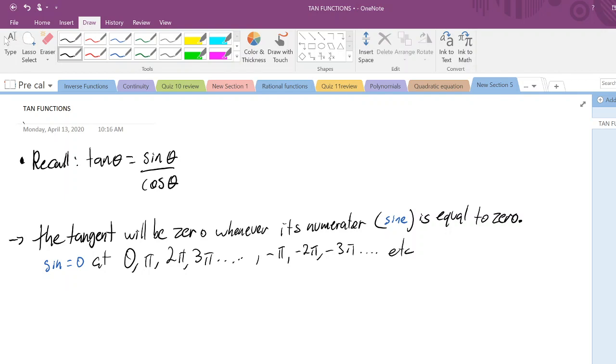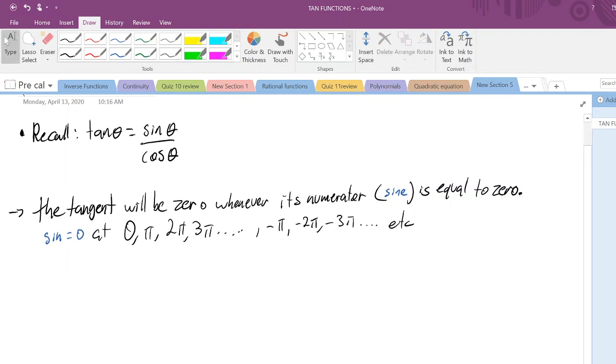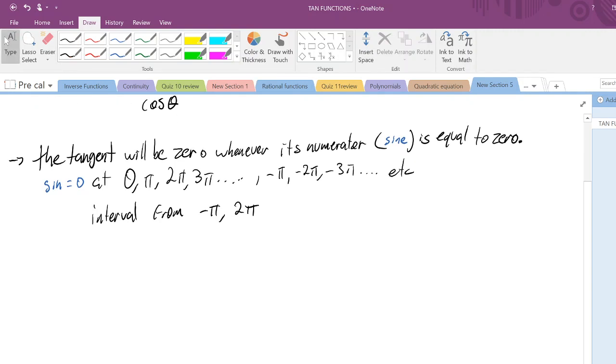Now, the tangent, we know that it's going to be 0 at these points. But now we're going to look at a little interval, the interval from negative pi to 2 pi. Now, how many zeros are there? You have negative pi, 0, pi, and 2 pi. There's going to be 4 zeros.